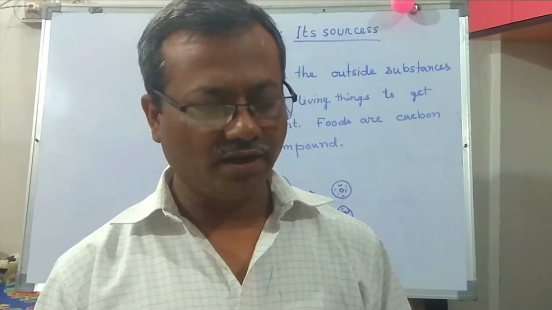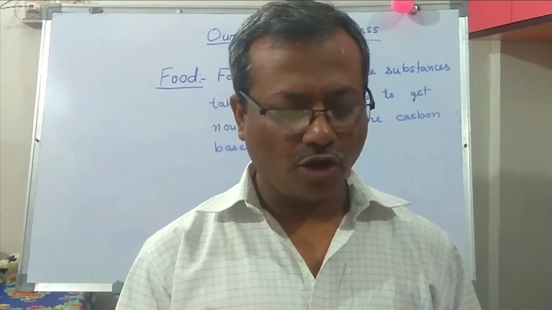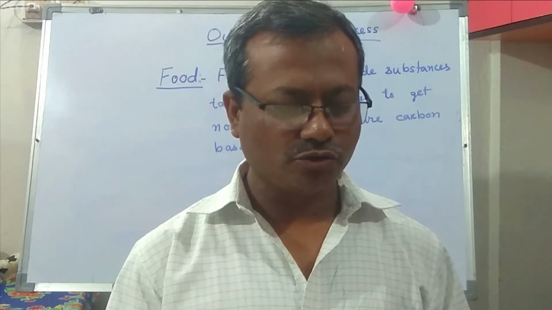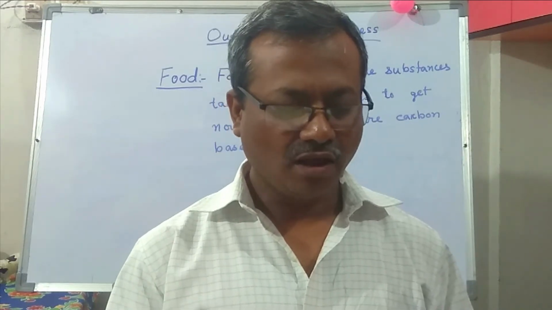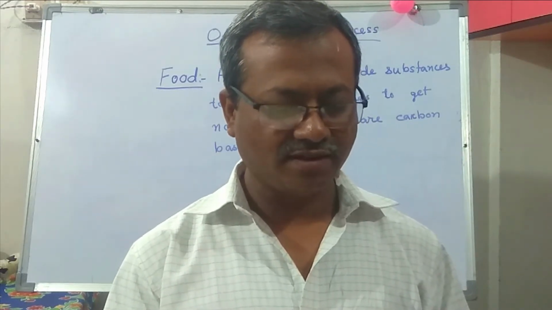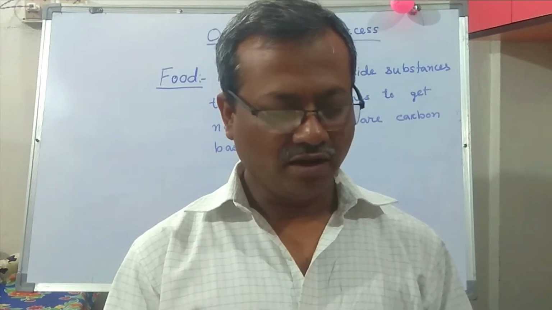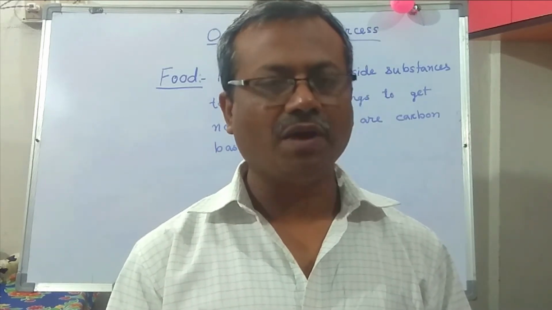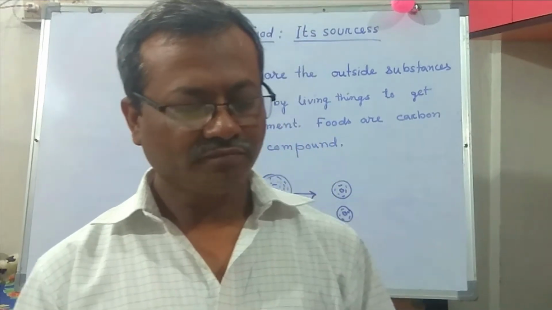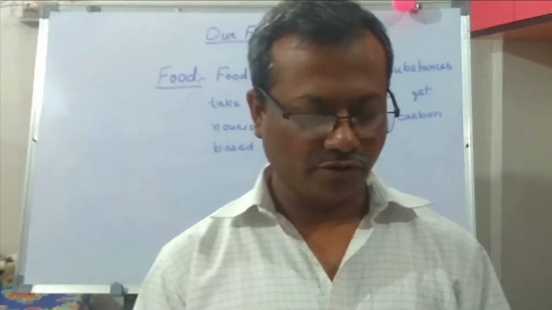Such materials are called ingredients. Common ingredients of food are water, salt, sugar, spices, milk, vegetables, fruits, eggs, chickens, fish, curry leaves, cooking oil, ghee, butter, etc. These are called ingredients of food.